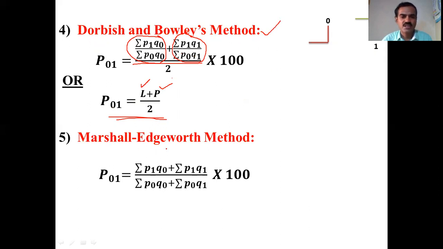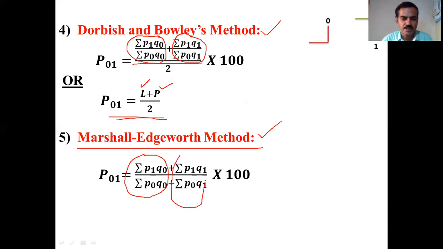And here, the Marshall-Edgeworth index number. The next one is the Marshall-Edgeworth index number. In this, you see, it is Laspeyres' formula, it is Paasche's formula. But only here you have to write like this: sigma P1 Q0 plus sigma P1 Q1 divided by sigma P0 Q0 plus sigma P0 Q1, into 100.